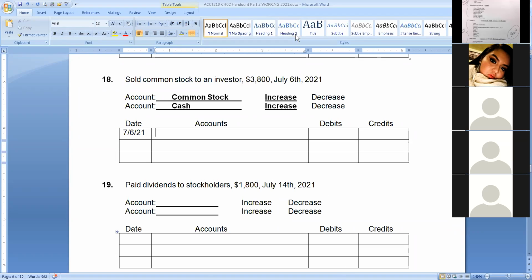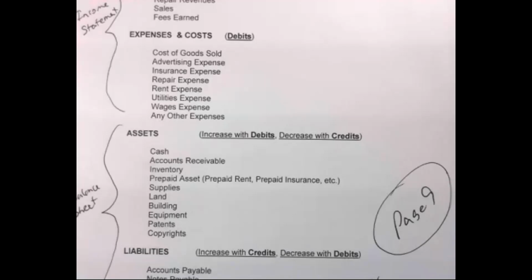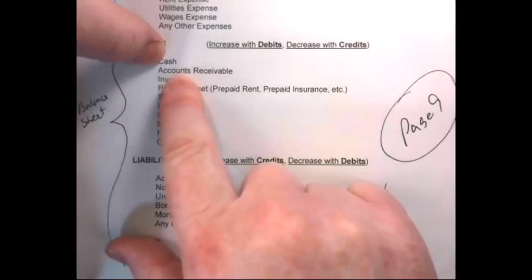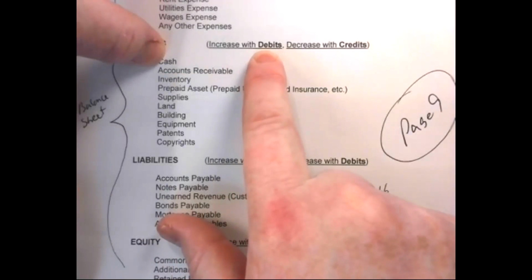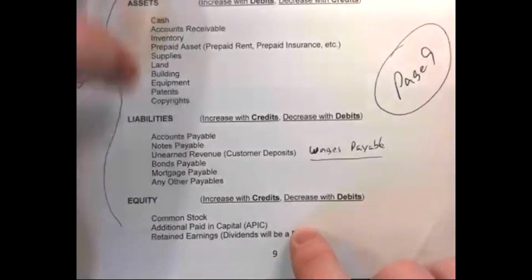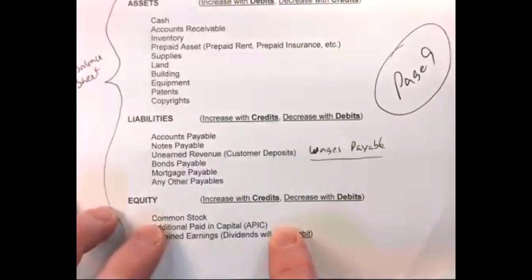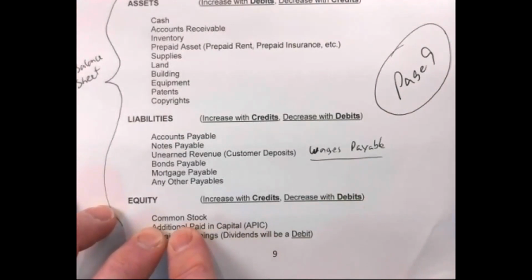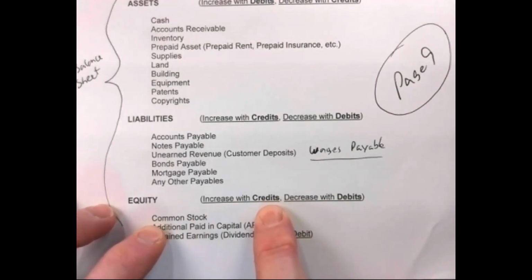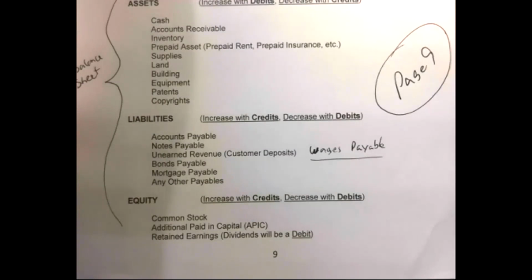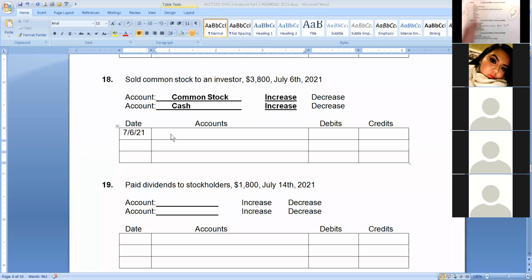All right. So common stock and cash both increasing. So cash increases with a debit. Our cash is going up with a debit. You guys kind of know the game now. If you know what the debit is, you know what the other side has to be. Credit, common stock, it increases with credits. So the debit will be cash and the credit will be common stock. And again, I don't care what order you put them in, debit first or credit first, it doesn't matter.